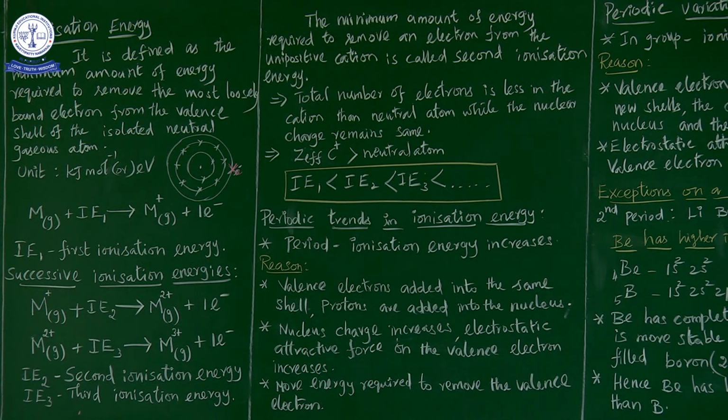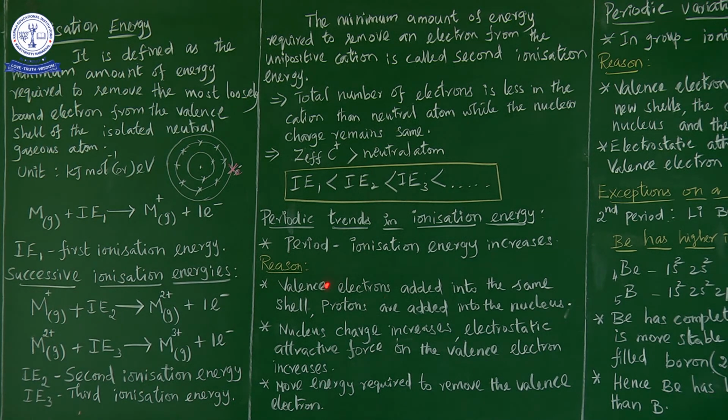The valence electrons are added into the same shell. For every element, the valence electrons are added into the same shell, and the protons are added into the nucleus. At the same time the nuclear charge increases. That means the distance between the nucleus and the valence electrons is the same, because electrons are added into the same shell, the second shell.